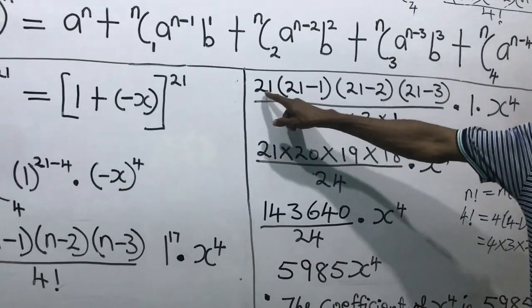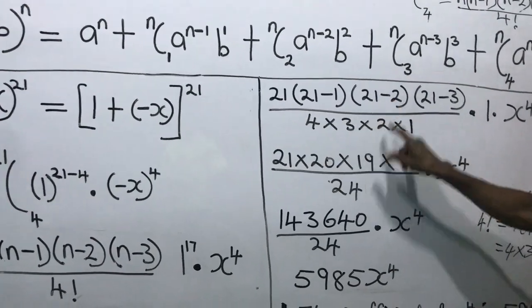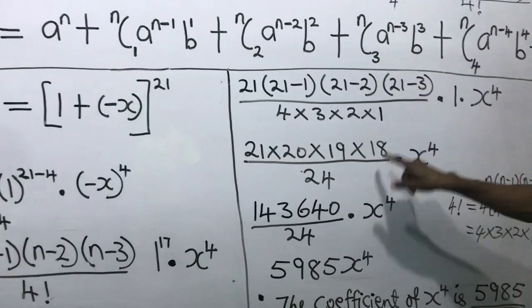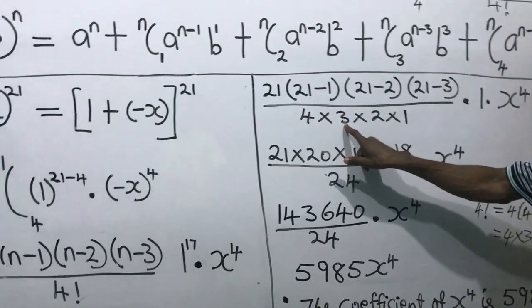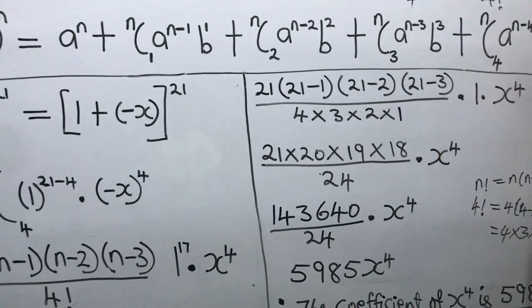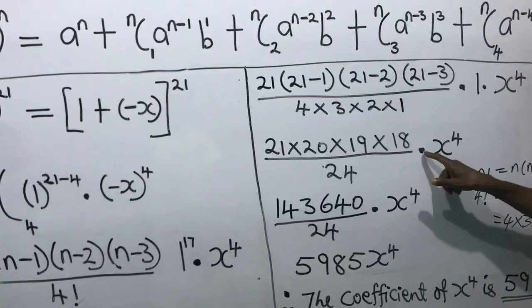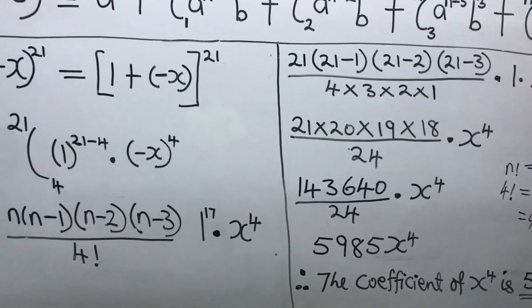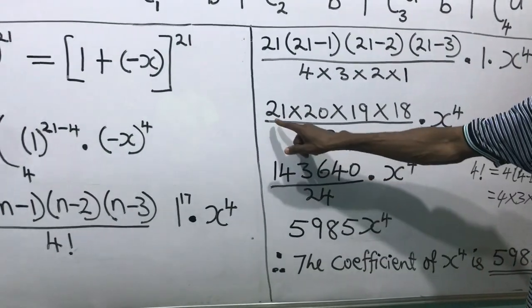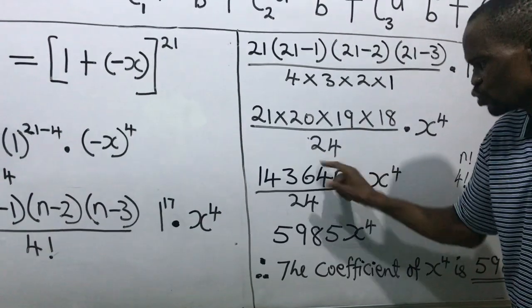Then now, this becomes 21. 21 minus 1 will give me 20, 21 minus 2 will give me 19, 21 minus 3 will give me 18, all over 4 times 3 gives me 12, times 2 will give me 24. And 1 times x raised to power 4 will give me x raised to power 4. This becomes dot, and remember that this dot is a multiplication. Then now this becomes 21 times 20 times 19 times 18 divided by 24.